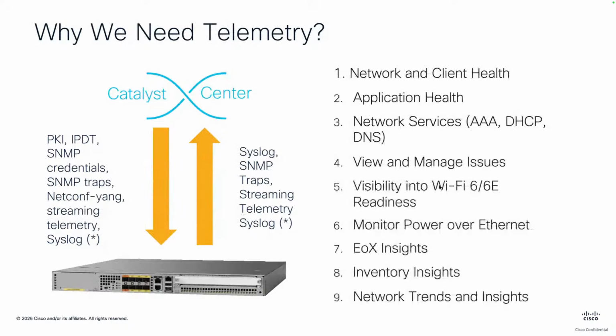So why do we need telemetry? And why do we put so much effort on telling you we need to gather all the telemetry from your network devices? It's because the data source of everything that we will be getting on your devices comes from here. It will help you to calculate your health scores, to check the network and client health, get your network services, view and manage issues, visibility on Wi-Fi, even Wi-Fi 6/7 readiness, monitor power over Ethernet, and your EOX insights. All this information comes from telemetry. Without telemetry, you will be flying a little bit blind. With it, Catalyst Center can proactively tell you what the problem is before a user can even pick up the phone and report any problem on your network.